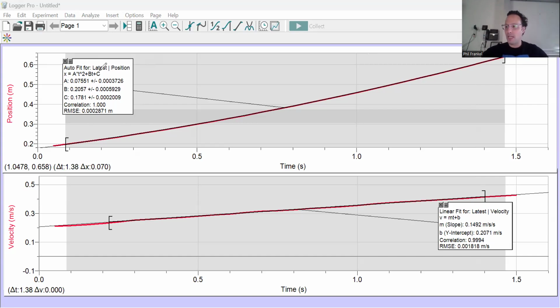I'm going to write these down on a piece of paper for myself because the next thing I want to do is jump over to the whiteboard again and record all this down near this graph. So it looks like it's telling me that x is 0.075 roughly times t squared plus b, which is 0.21 times t plus c, which is 0.18. All right. Let's go back to the whiteboard.